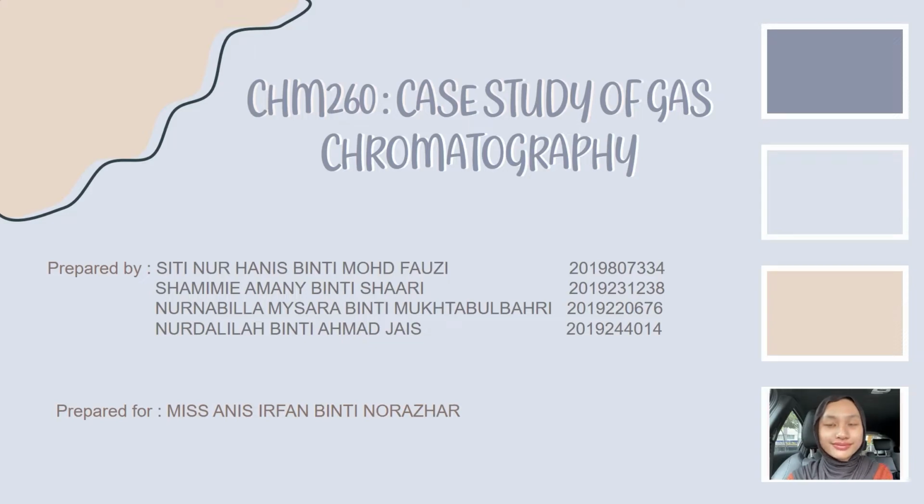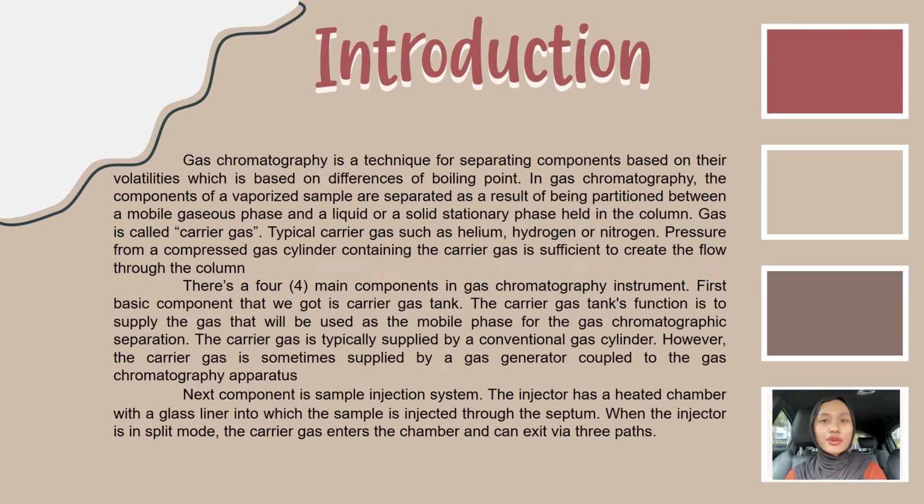In this video, my group from RAS 1205H will present to you our case study of gas chromatography. For introduction, gas chromatography is a technique for separating components based on their volatilities, which is based on differences of boiling point. In gas chromatography, the components of a vaporized sample are separated as a result of being partitioned between a mobile gaseous phase and a liquid or a solid stationary phase held in the column.